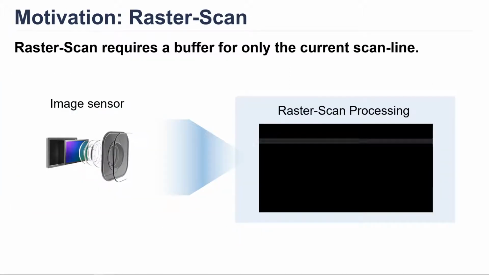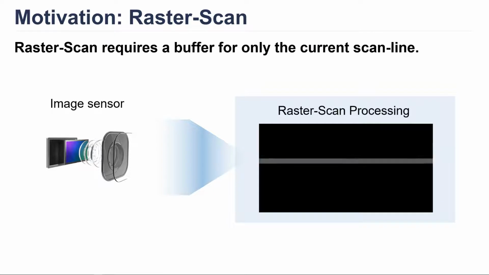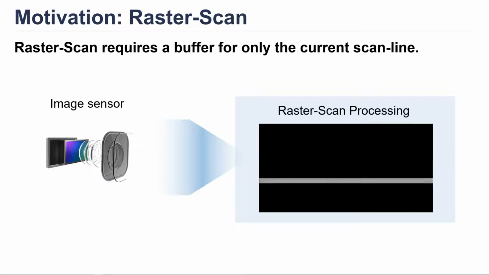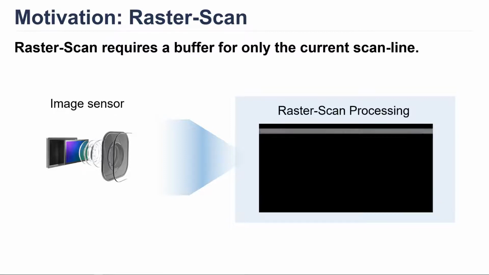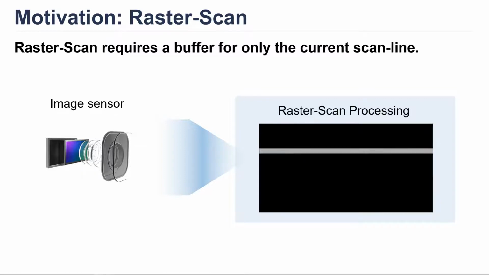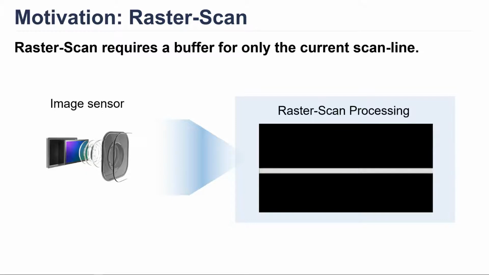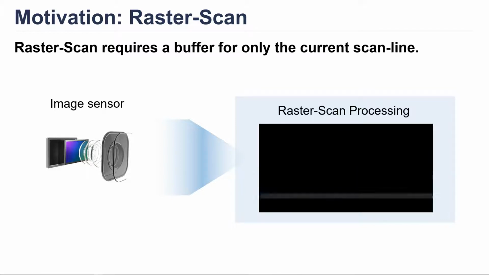To tackle this problem, we recall the Raster-Scan-based processing in image sensors. The sequential processing is beneficial as it requires the buffer only for the current scan line. From this motivation, we propose a Raster-Scan-based neural network for low-power systems.